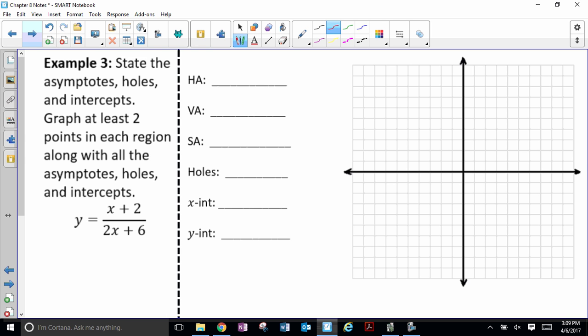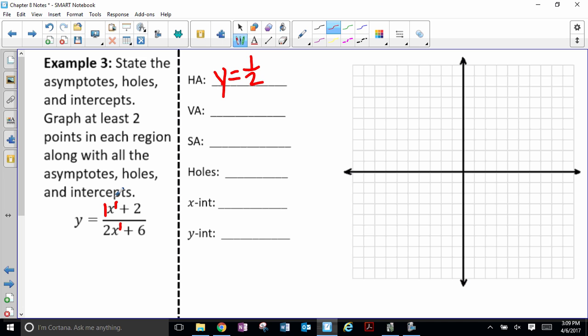All right, so let's look. We've got our x plus 2 here and 2x plus 6. So they're the same degree, so 1 and 1. So you look at your leading coefficients, you should get y equals 1/2.